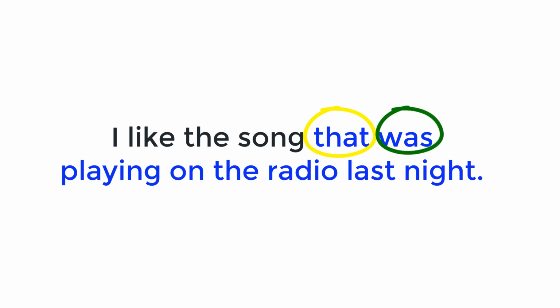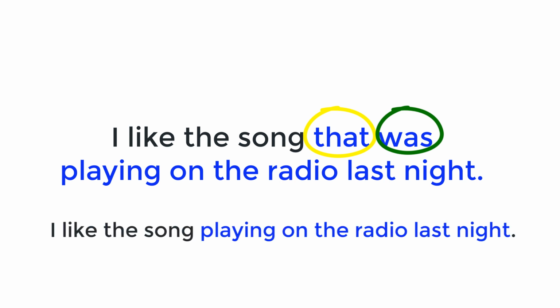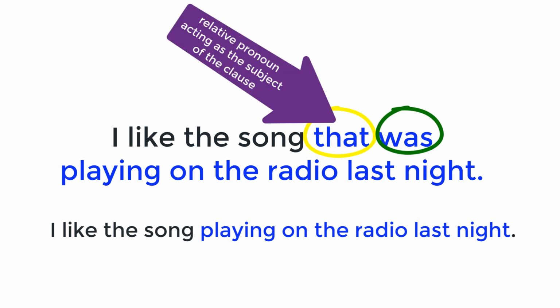Therefore, we can remove the relative pronoun, that, and the verb was, and we have reduced the adjective clause to an adjective phrase. I liked the song playing on the radio last night. Remember, we can reduce these adjective clauses because the relative pronoun is acting as the subject of the clause and is followed by a form of the verb be.